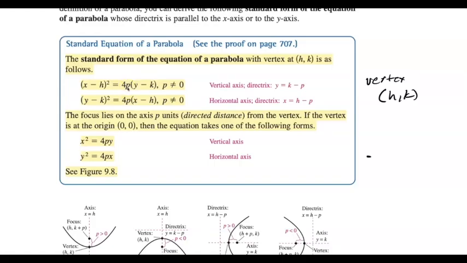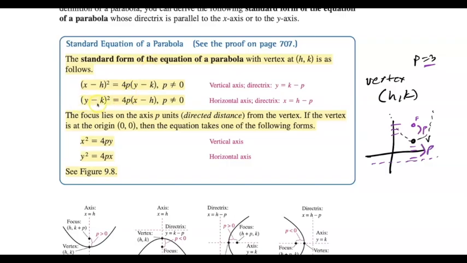Let's say we have a parabola where the vertex is right here, and let's say p is like 3. Then if we know our parabola opens up, you're going to take the p of 3 and go 3 up. That's where your focus is going to be. And then you go 3 back, and that's where your directrix is going to be. That's what p is. P is the distance from the vertex to your focus and the directrix. And that's pretty much the idea.